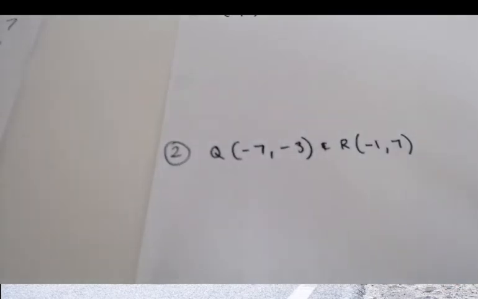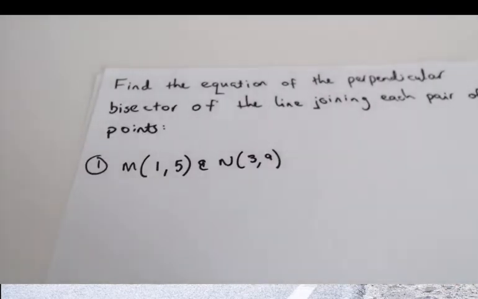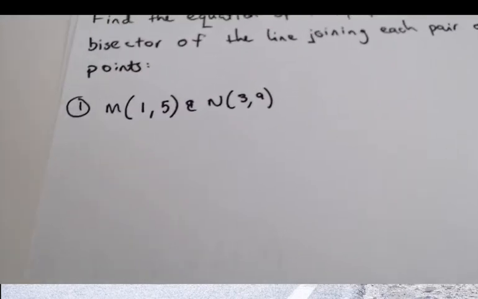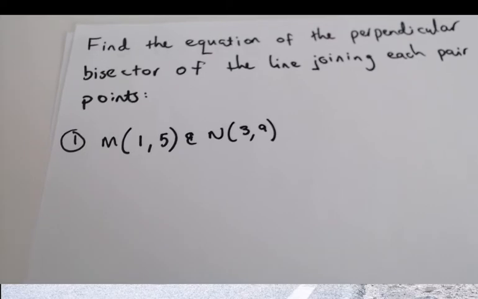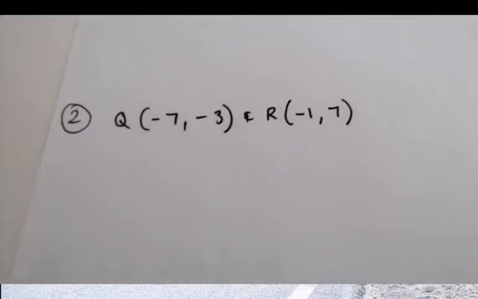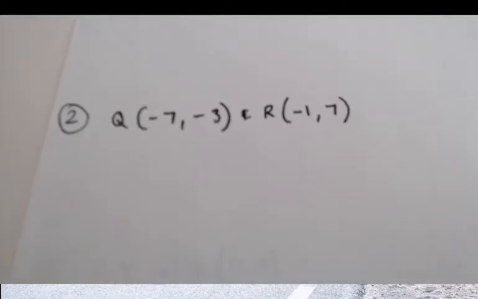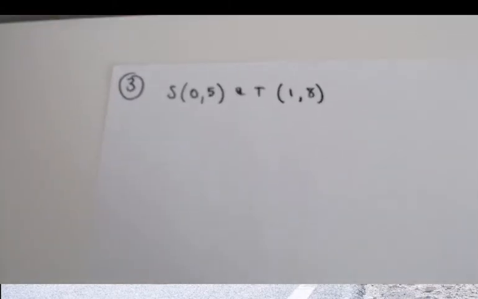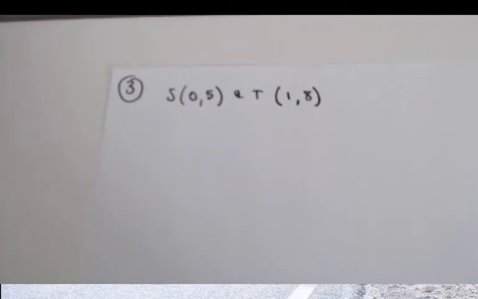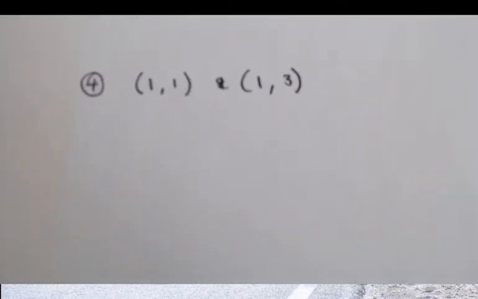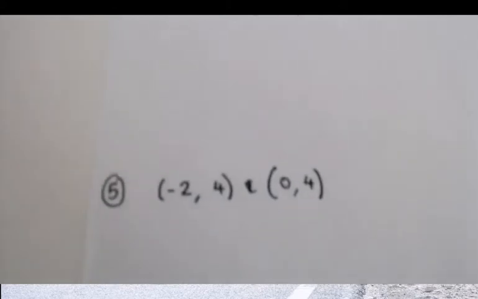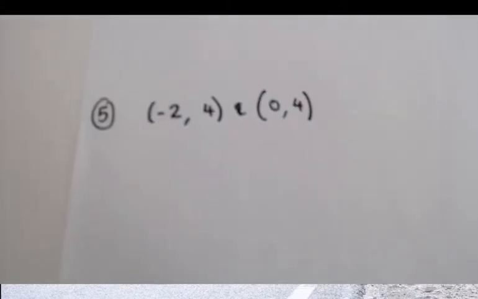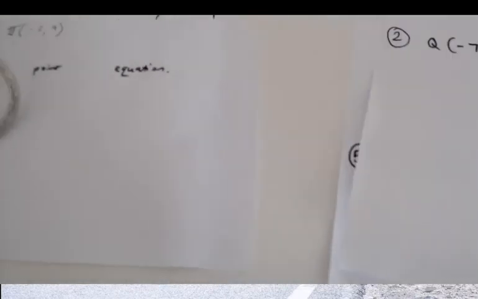So, question 1. Find the equation of the perpendicular bisector of the line joining each pair of points. So I've got M (1, 5) and N (3, 9). Question 2. (-7, -3) and (-1, 7). We've got question 3. (0, 5) and (1, 8). Question 4. (1, 1) and (1, 3). And question 5, (-2, 4) and (0, 4). Hit pause, do your work.